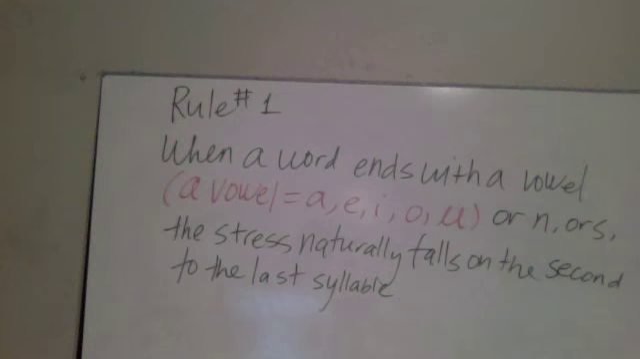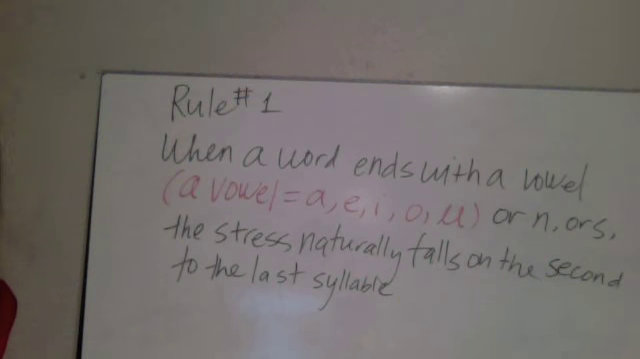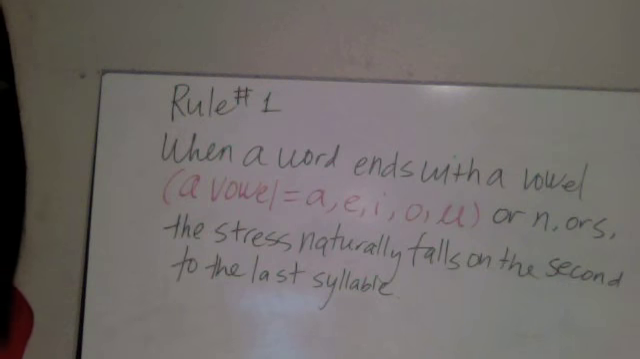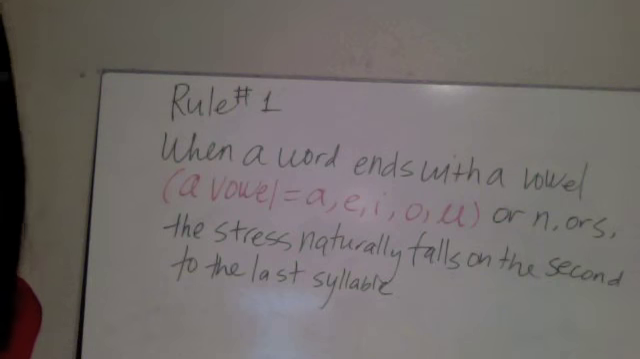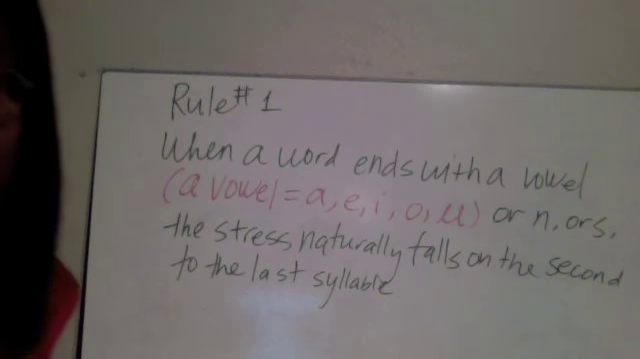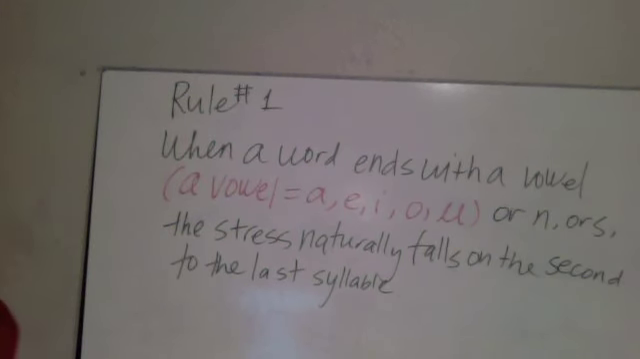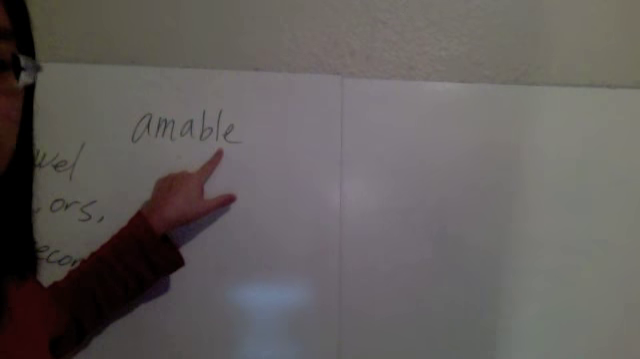So let's go over rule number 1. When a word ends with a vowel, and a vowel is an A, E, I, O, or U, or N or S, the stress naturally falls on the second to the last syllable. What does this mean? Let's go over this with some examples. For example, the word amable. It ends with the E, which is a vowel, which means the stress goes to the second to the last syllable.